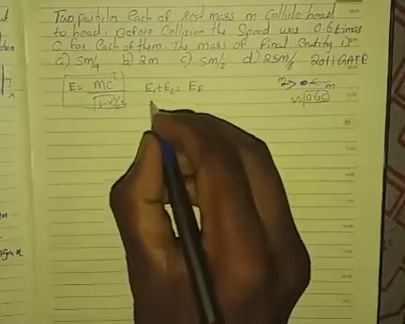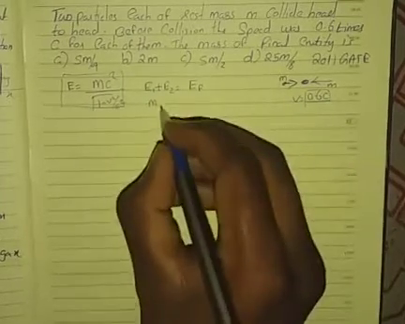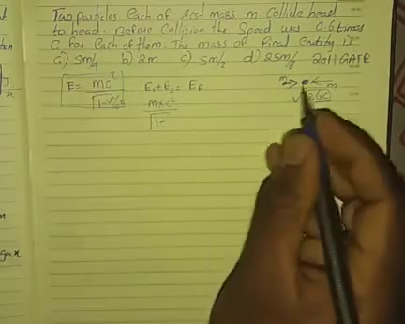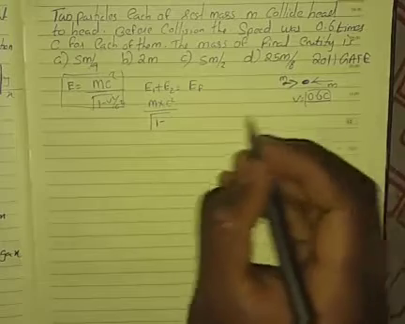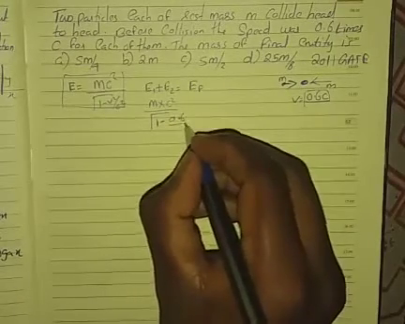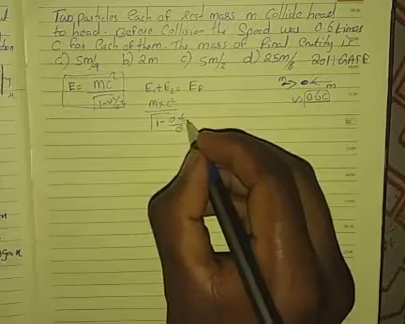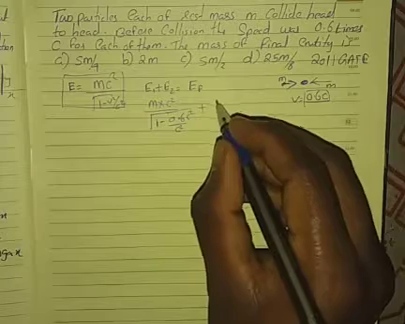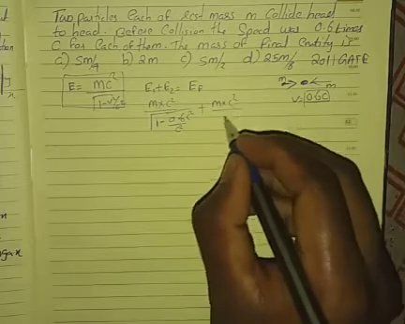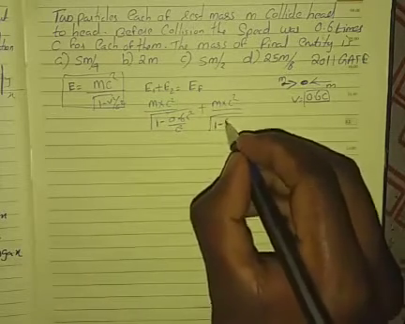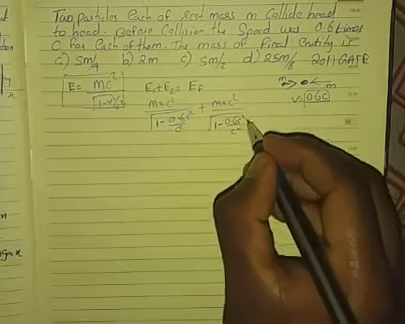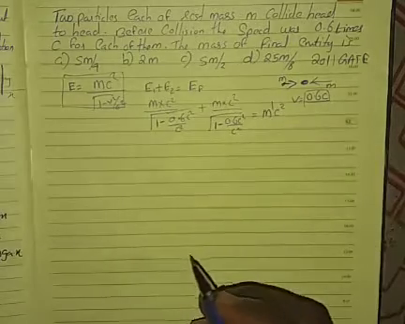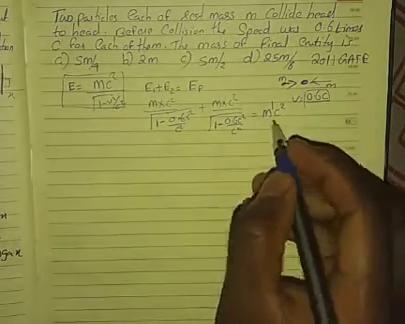So E1 can be represented as m, which is the mass of the particle, into c square, where c is the velocity of light, by root of 1 minus v square by c square, where v is the velocity of the particle, which is 0.6 c, so (0.6 c) square by c square, plus the same, m into c square, since it has the same mass and the same velocity, by root of 1 minus (0.6 c) square by c square, which will be equal to E final, which is m dash c square. The new mass m dash is what we need to find out.